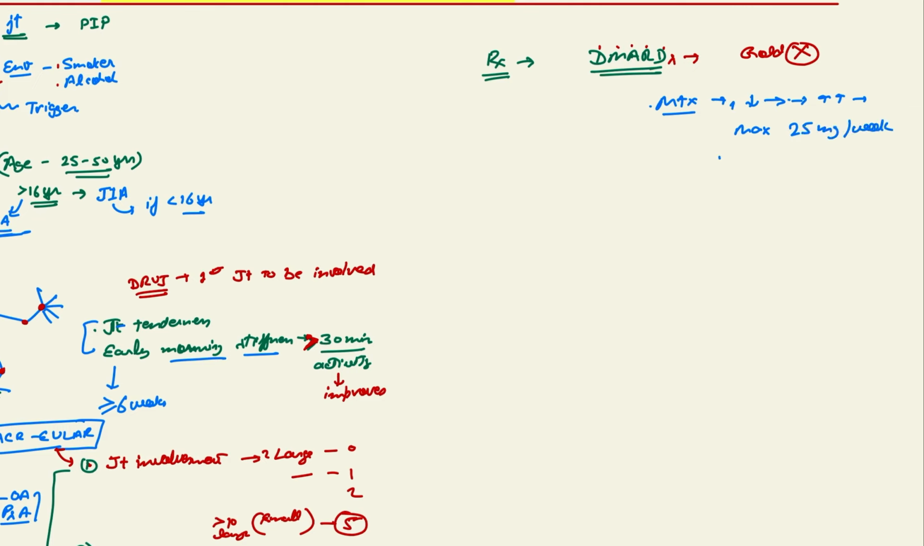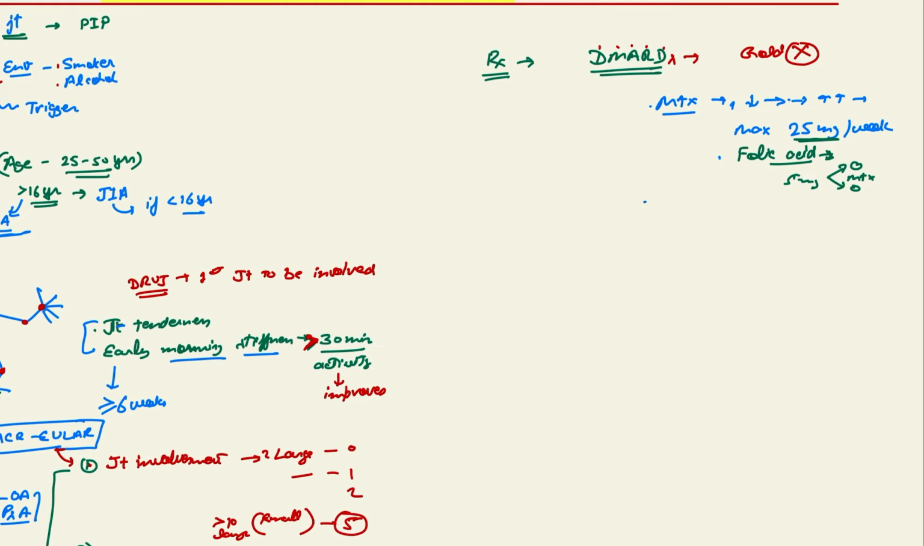It has to be supplemented with folic acid. The folic acid should not be given on the day on which methotrexate is being given. For example, if you prescribe methotrexate on Sunday, then avoid folic acid on Sunday and give folic acid on all other days. Or alternatively, we can give 5 milligram folic acid just before and after the methotrexate therapy, right? Yes, avoiding the day on which the methotrexate is being given, right?